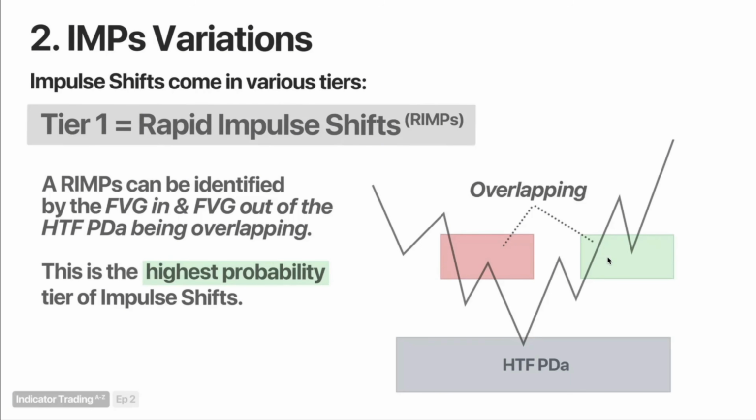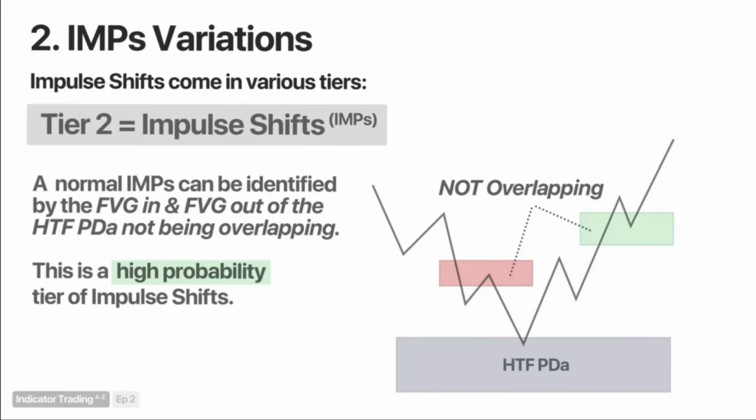So when you have that manipulation fair value gap coming into your higher time frame PD array overlapping with the fair value gap coming out, that is extremely high probability. You may know this as a BPR. If you studied ICT before, this is what he would refer to as a balanced price range. This is my absolute favorite setup. Go study it, go back test it, look at your charts, see just how well these play out.